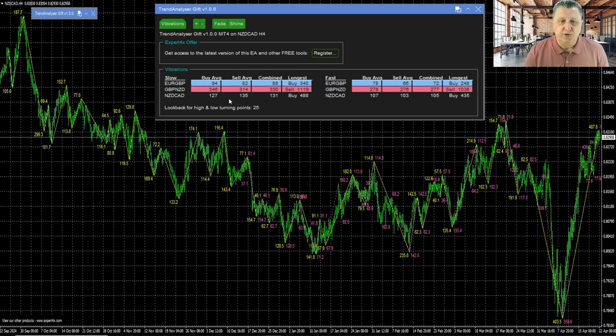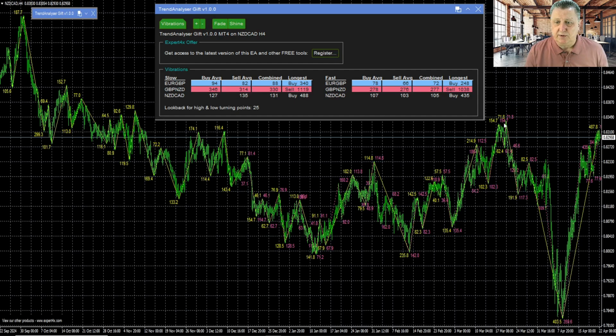And then you can see New Zealand CAD has 488, and on the buy side also here 435. So you will have the longest one for both buy and sell, and you will have a combined average in here. But at the end of the day, it is important that you take the highest numbers. Now we have gone back here, so this is again a 4-hour chart for the New Zealand CAD. And just to show you again how far they are going, you can see some of the biggest pips down here is 400. And then it will go all the way up here to 487. So that is pretty much the biggest one we have.